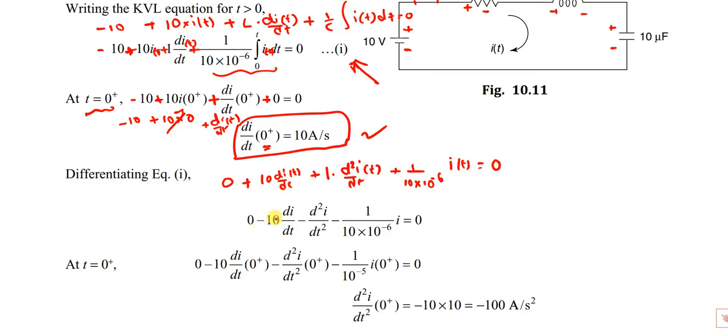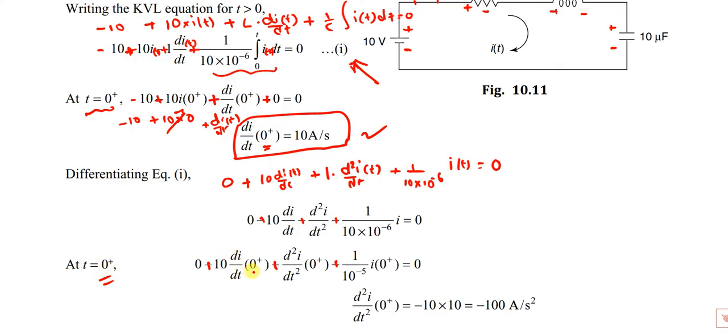Now at t is equal to 0 plus, I am using a different notation here. So plus 10 di by dt at 0 plus, and 1 into d square I by dt square, and 10 power 6 into 10 power minus 6 is 10 power 1 and minus 6 plus 1 is 10 power minus 5. That is 10 power minus 5 into I of t, and substitute t is equal to 0 plus.